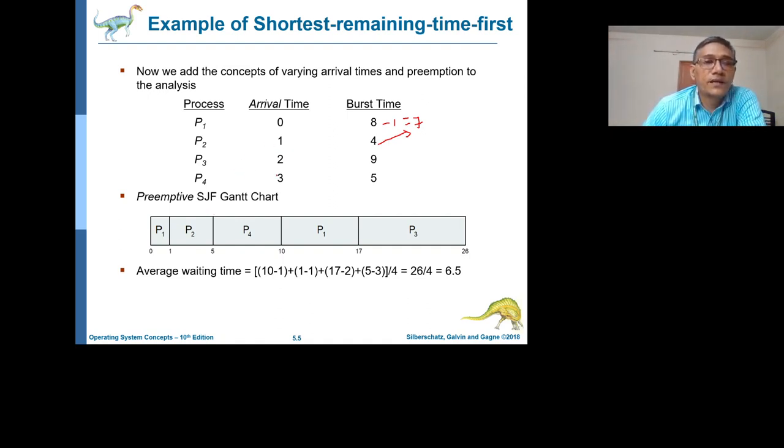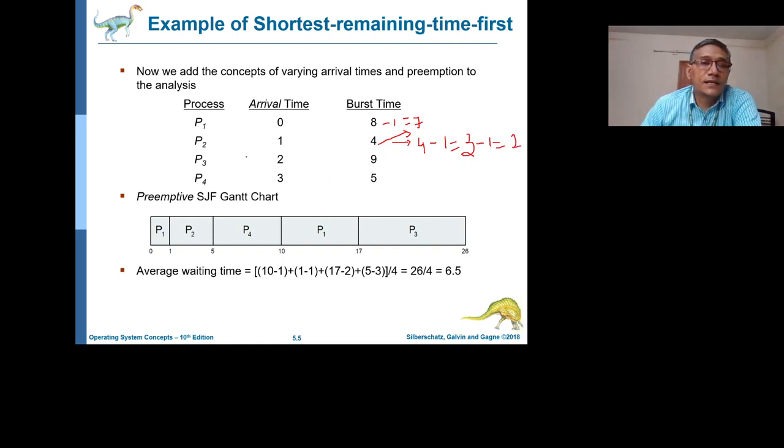But when the burst times of P1, P2, P3 are compared at 2 milliseconds, P2's burst time is still less, because P2 has already executed for 1 millisecond. So 4 minus 1 is equal to 3, it requires only 3 more milliseconds. 3 is less than 9, 3 is less than 7 at time 2. So P2 will continue for another 1 millisecond, until P4 arrives in the system at 3 milliseconds. So it is executed for 1 millisecond again. Now 3 minus 1 is equal to 2. Only P2 now requires 2 milliseconds.